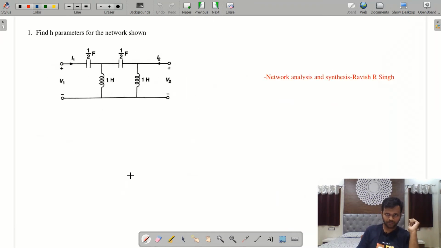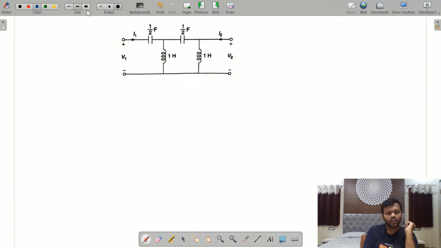This is the first problem. They are given a network and they were asking to find out the H parameters. Okay, we'll solve in the new page. We have taken this question from Network Analysis and Synthesis by Ravi Shars. So this is a network they had given.